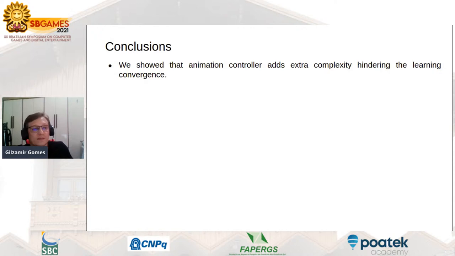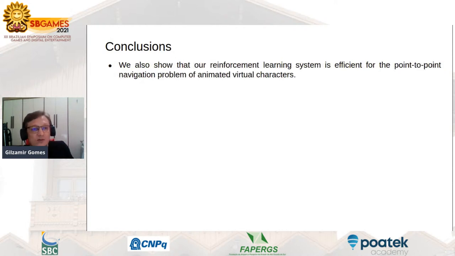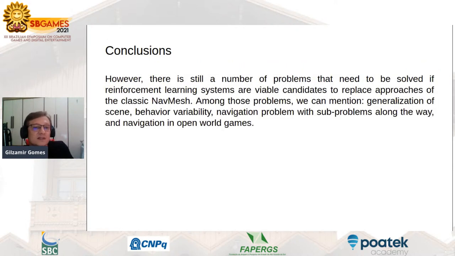Our conclusions. We showed that the animation controller adds extra complexity, hindering the learning convergence. We also show that our reinforcement learning system is efficient for the point-to-point navigation problem of animated virtual characters. However, there is still a number of problems that need to be solved if reinforcement learning systems are to be viable candidates to replace approaches of the classic navigation mesh.